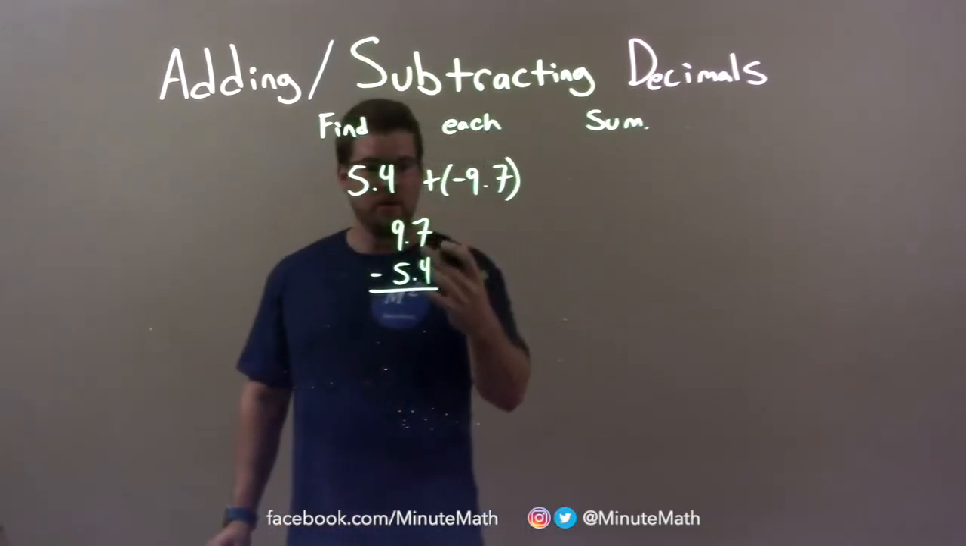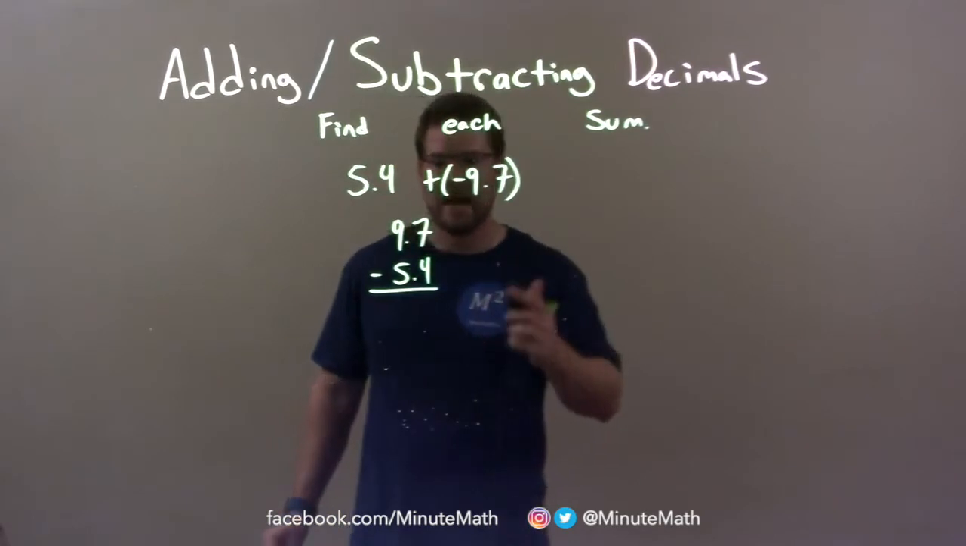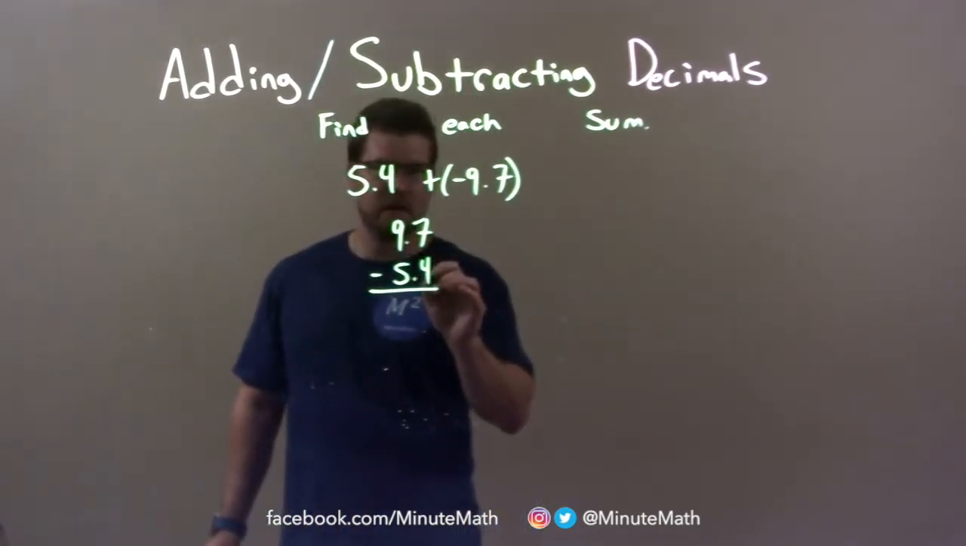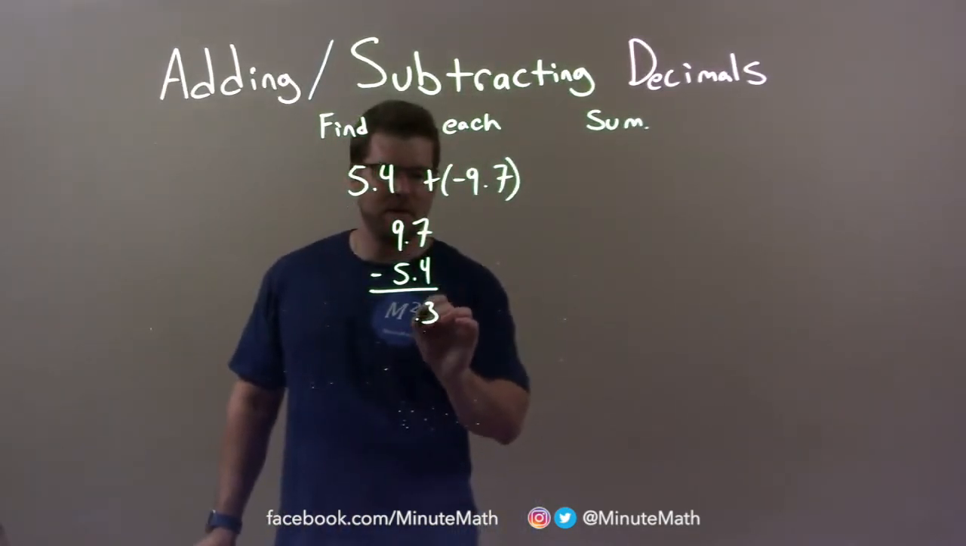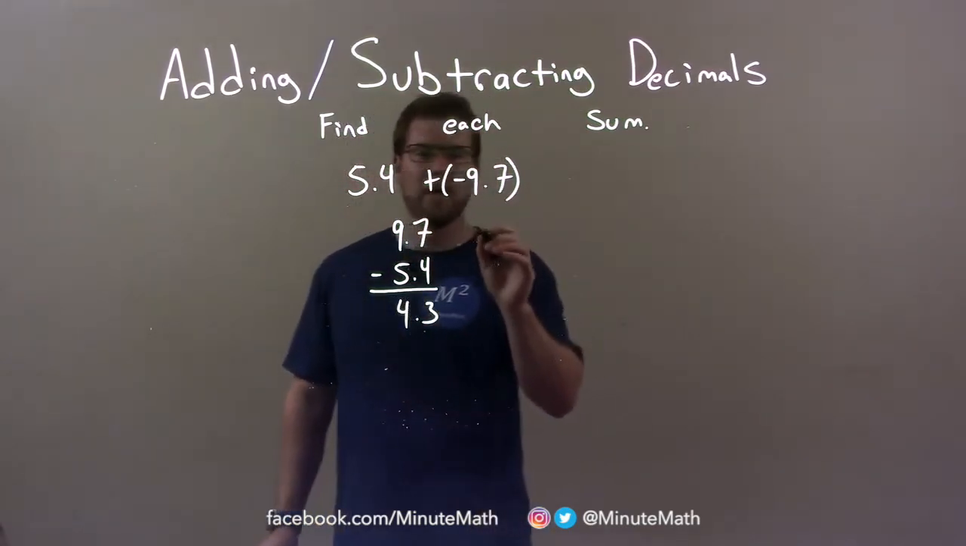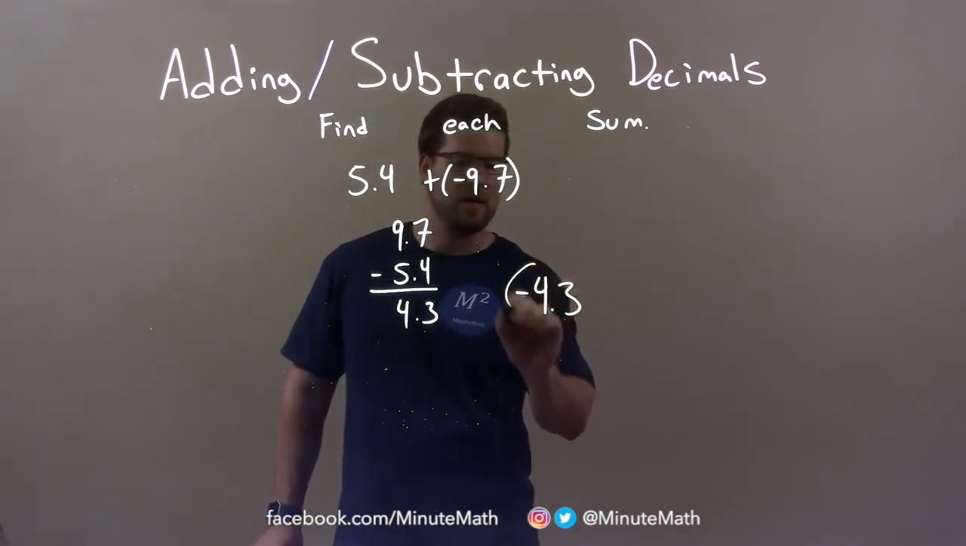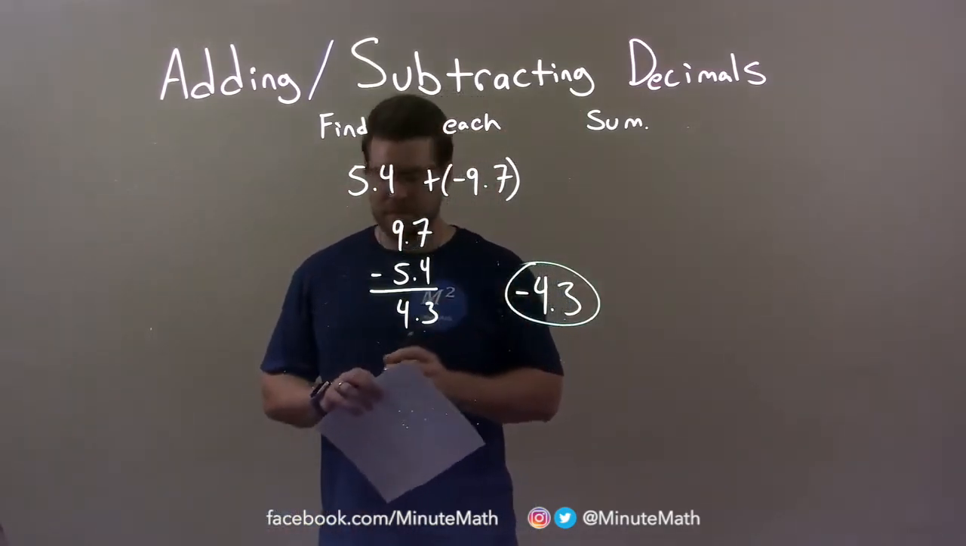Now, I'm going to solve this, but I need to know that, again, my final answer is going to be negative. So 7 minus 4 is 3, and 9 minus 5 is 4. Okay, so 4.3, but don't forget, we said it was negative, so negative 4.3. And there we have it, our final answer.